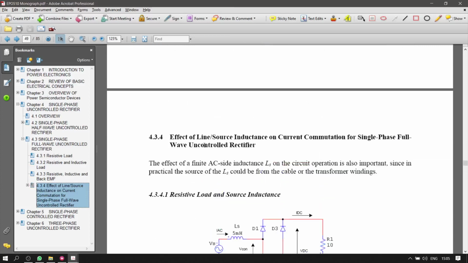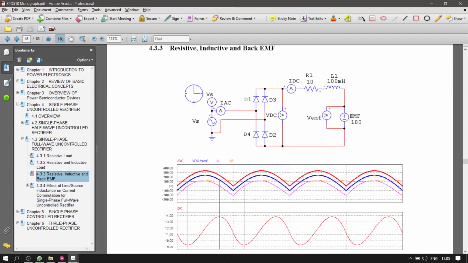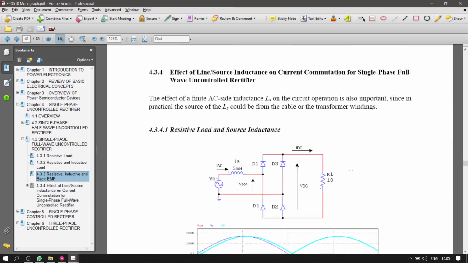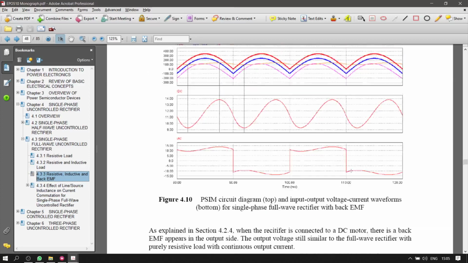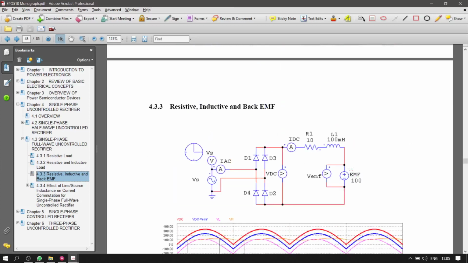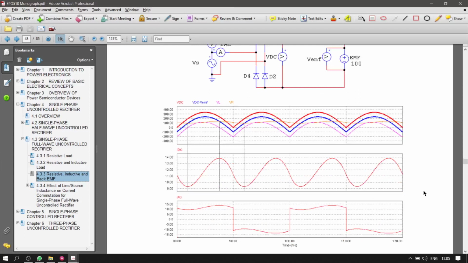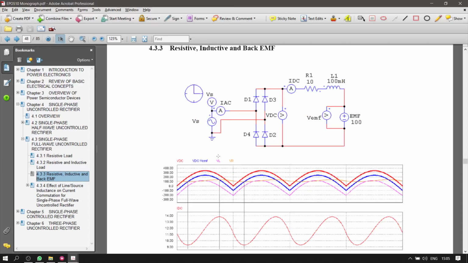Okay, the effect of line source inductance on current commutation, and look also at the back EMF here. Some questions ask for an explanation of the back EMF, even though the section is very small. Probably you need to explain why you have this kind of waveform. Going back. Okay, and finally the controlled rectifier.